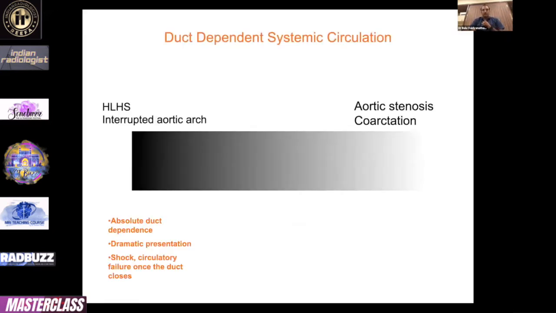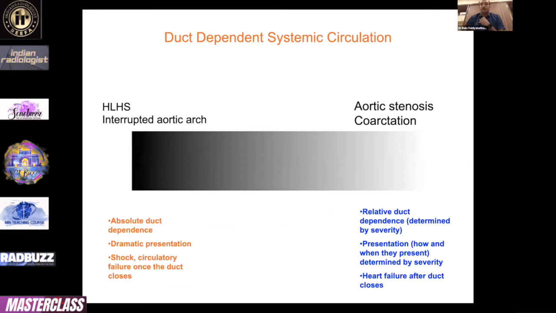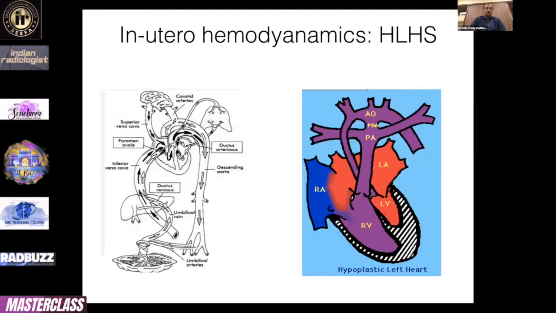So the left heart abnormalities: I'm not going to talk about coarctation nor aortic stenosis because these are topics which are going to be discussed tomorrow. But we will talk about hypoplastic left heart syndrome here. This is what is called a duct-dependent systemic circulation, because the flow to the body typically is dependent on the patency of the ductus arteriosus.